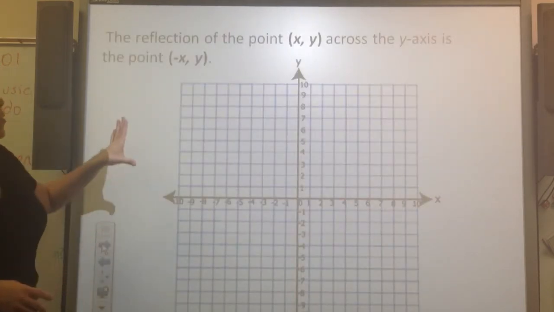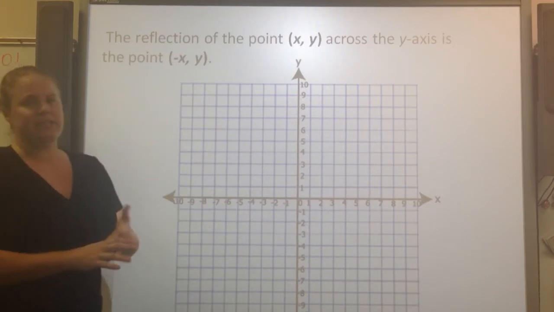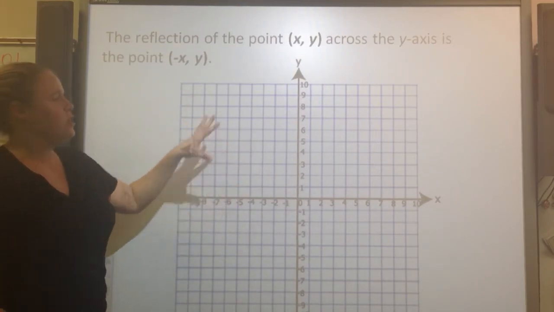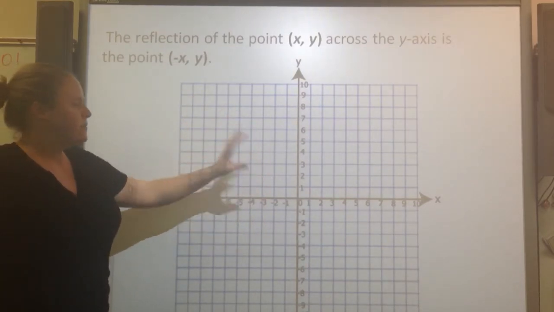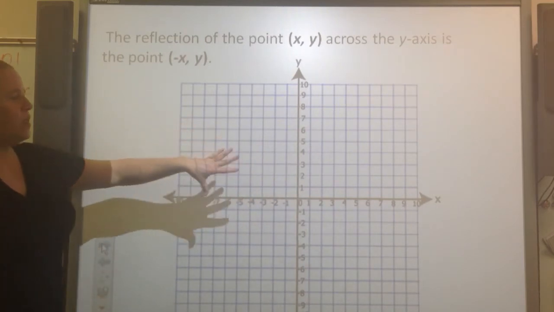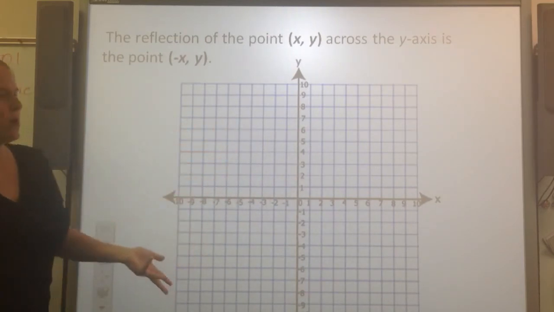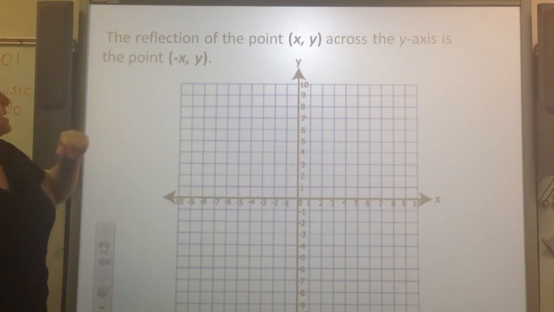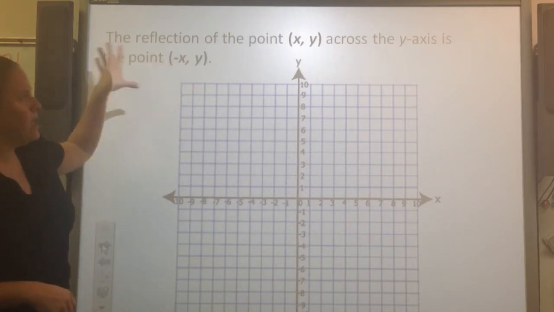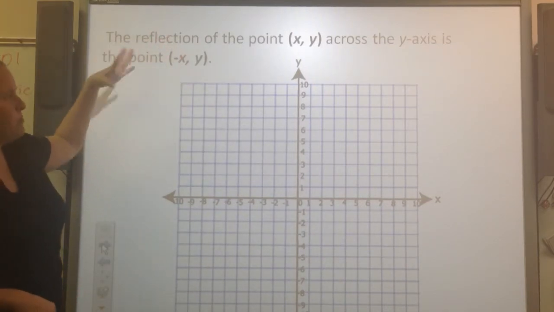All right, so what we can do is use one of the papers I gave you in class today that had the coordinates on it. Use one of those grids today for this assignment, and you can just follow along with that grid. If you want to pause and get that paper out, do that. Otherwise, let's keep going. The reflection of the point (x, y) across the y-axis is the point (-x, y). Don't worry about writing this down. Just pay attention right now.